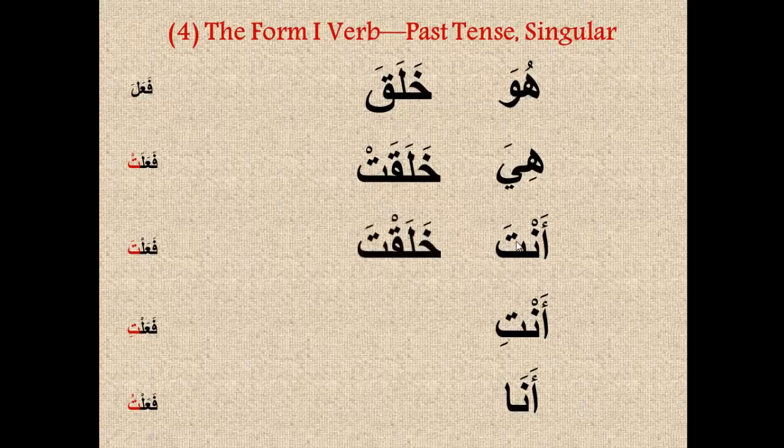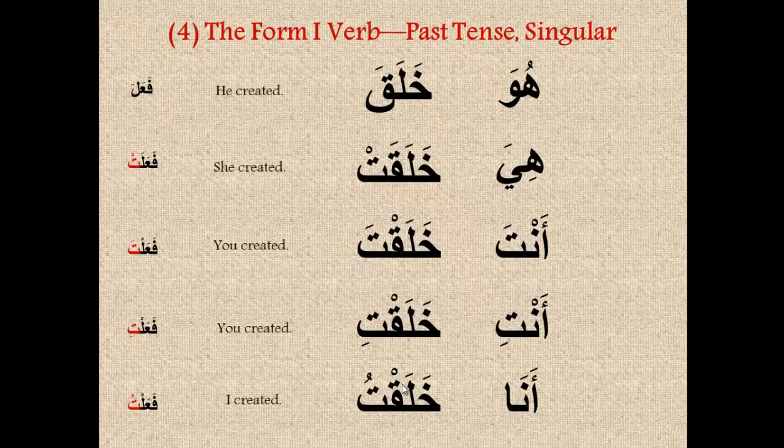Anta khalaqta. Anti khalaqti, with a t at the end. And ana khalaqtu. So that's the conjugation scheme for the verb khalaqa. We have khalaqa, khalaqat, khalaqta, khalaqti, khalaqtu. What does this verb mean? It means to create. So khalaqa means he created. If we're talking about hiya or she, we would say she created. Anta khalaqta, you created. Anti khalaqti, you created, talking to a female. And ana khalaqtu, I created.